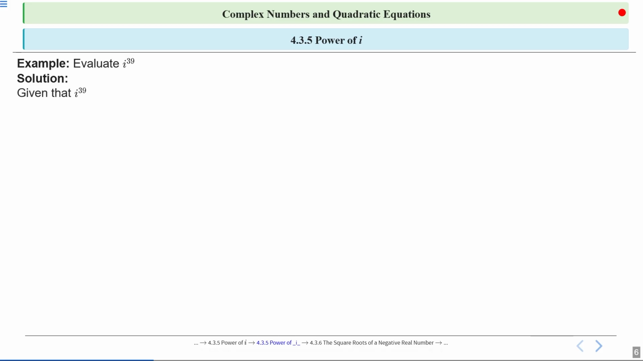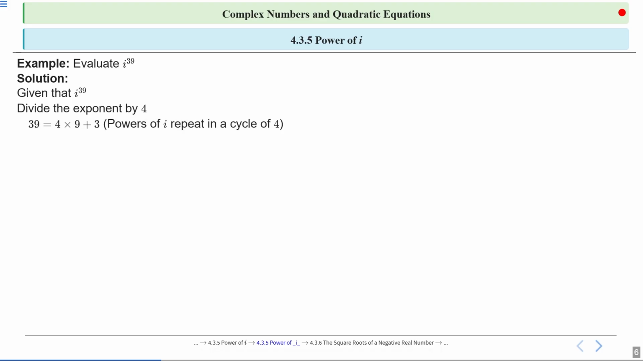First, let's restate what we are given. So we need to find the value of iota to the power 39. Remember, iota is the imaginary unit in complex numbers, defined as the square root of minus 1. To solve this, we start by dividing the exponent by 4. This is because the powers of iota repeat every 4 steps. So let's see how many times 4 goes into 39.